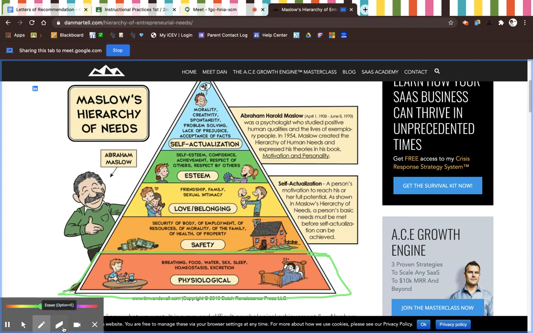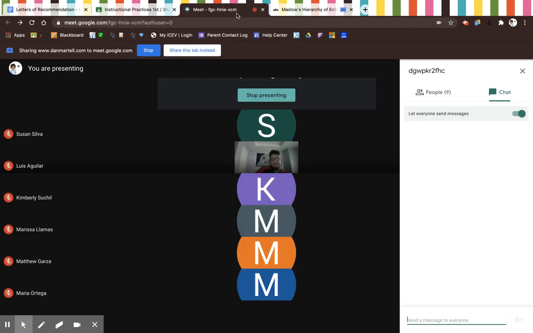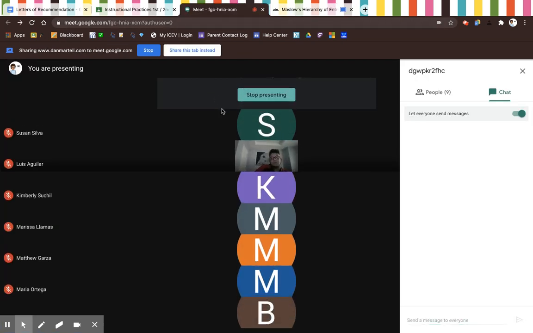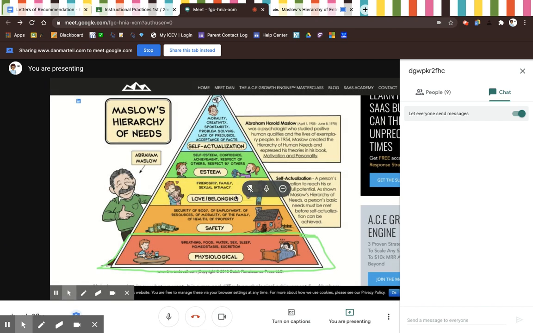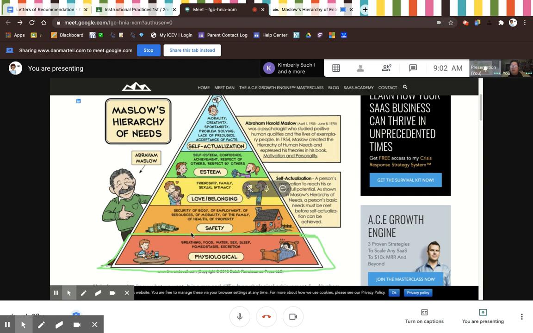Then he says, then we need to talk about our safety, security of the body, of employment, of resources, of morality, of the family, of health, and of property. And so especially in the times that we're in right now, and I hate to say it, in these unprecedented times, right? You know that that's one of my least favorite phrases. But in these unprecedented times, we have students that are living and engaged in a life that involves a lot of fear, right? Our children, our students don't feel necessarily safe or secure of body.